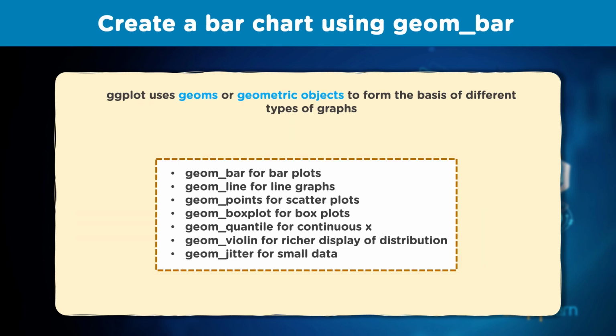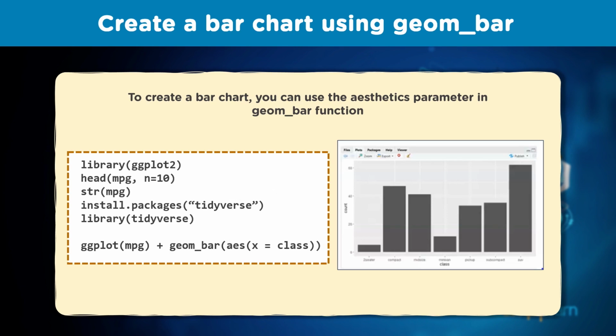Now here are different options when you use ggplot, such as geoms, or what we call geometry objects, to form the basis of different types of graphs. For bar charts you have geom_bar, for line graphs you have geom_line, for scatter plots that is geom_point, you have geom_boxplot for box plots, geom_quantile for continuous x, geom_violin for a richer display of distribution, and geom_jitter for small data.